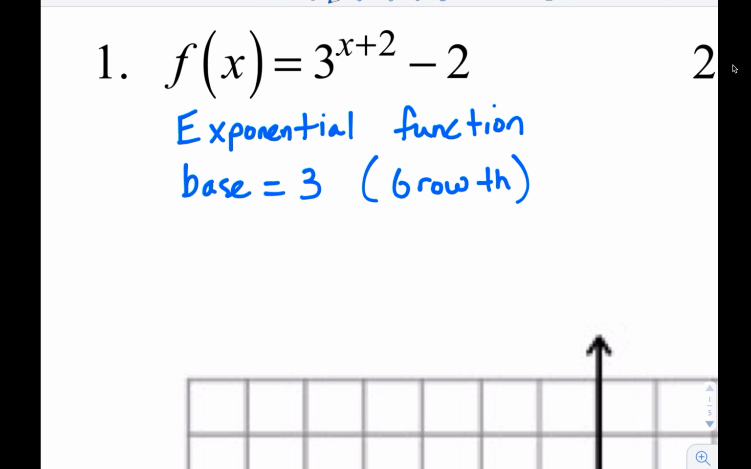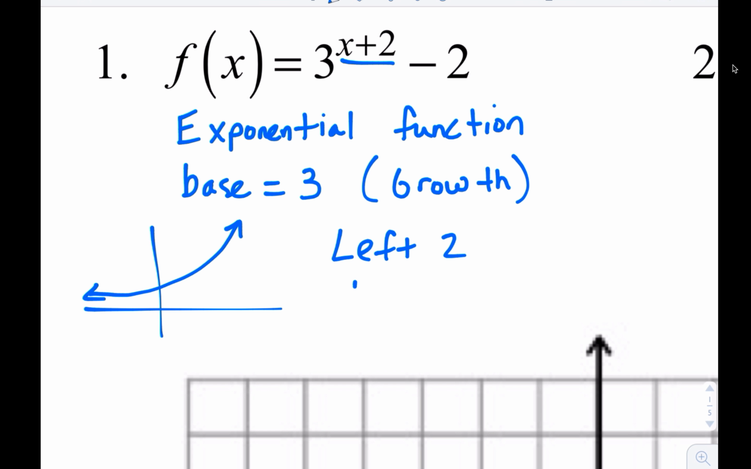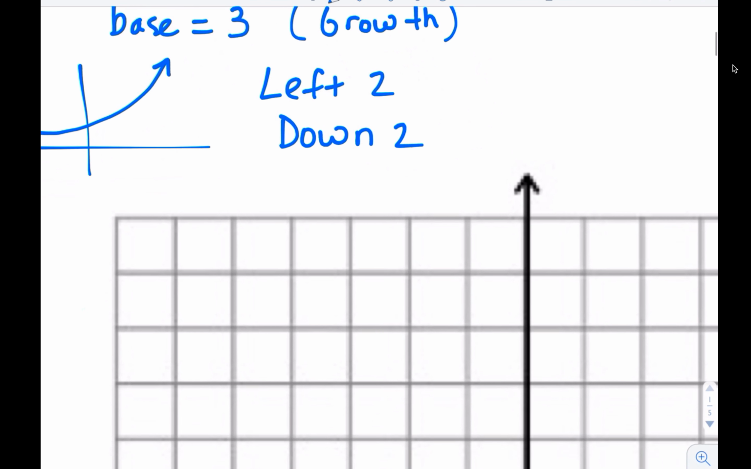It should look similar to that. That's our parent function, and because the base is bigger than 1, it's going to look similar to that. I also know it's going to be moving left 2 and then down 2. So I'm just going to draw the parent function and then transform it from there.